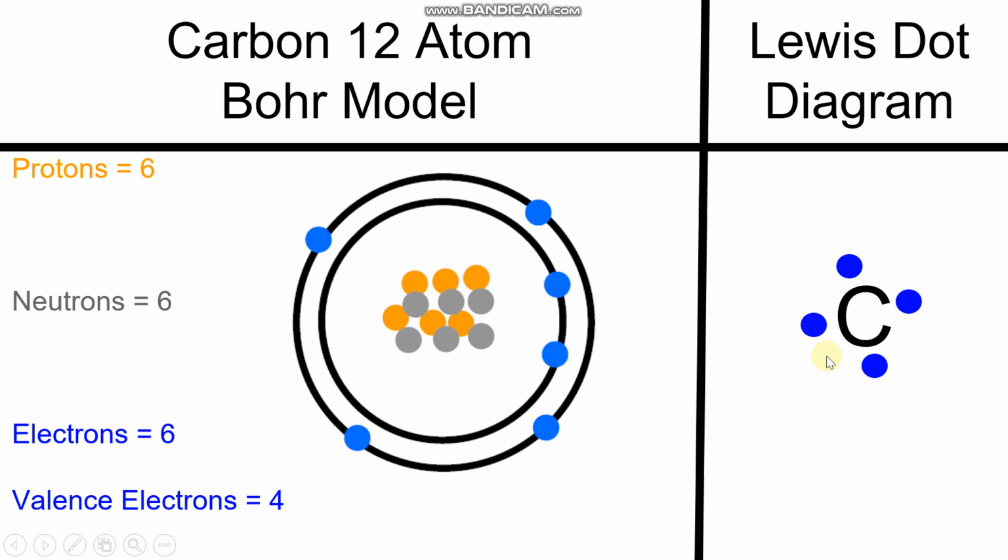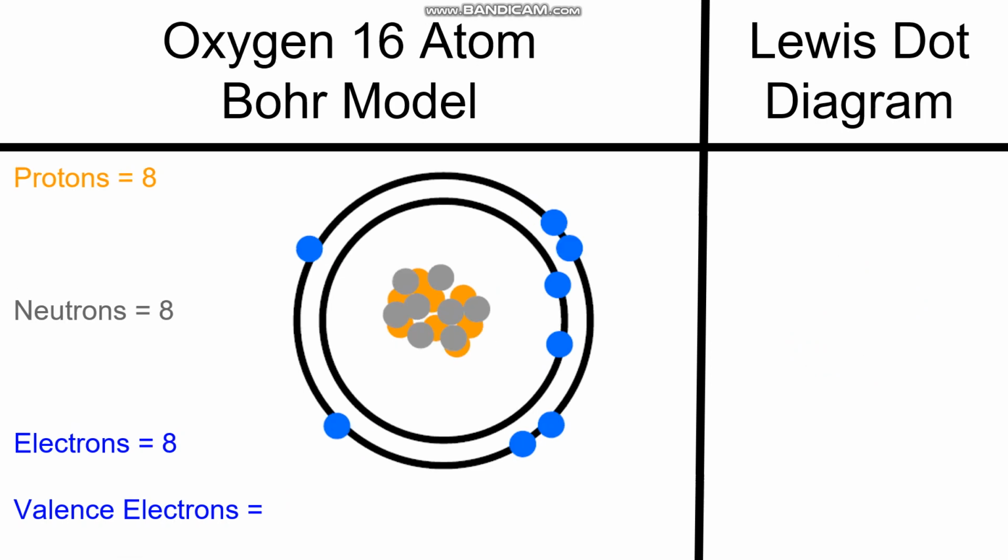Okay, so let's do one more example where we're going to end up with more than 4 valence electrons. And for that one, we're going to take a look at oxygen. So again, we can count in here 1, 2, 3, 4, 5, 6, 7, 8 protons, 1, 2, 3, 4, 5, 6, 7, 8 neutrons, 1, 2, 3, 4, 5, 6, 7, 8 electrons.